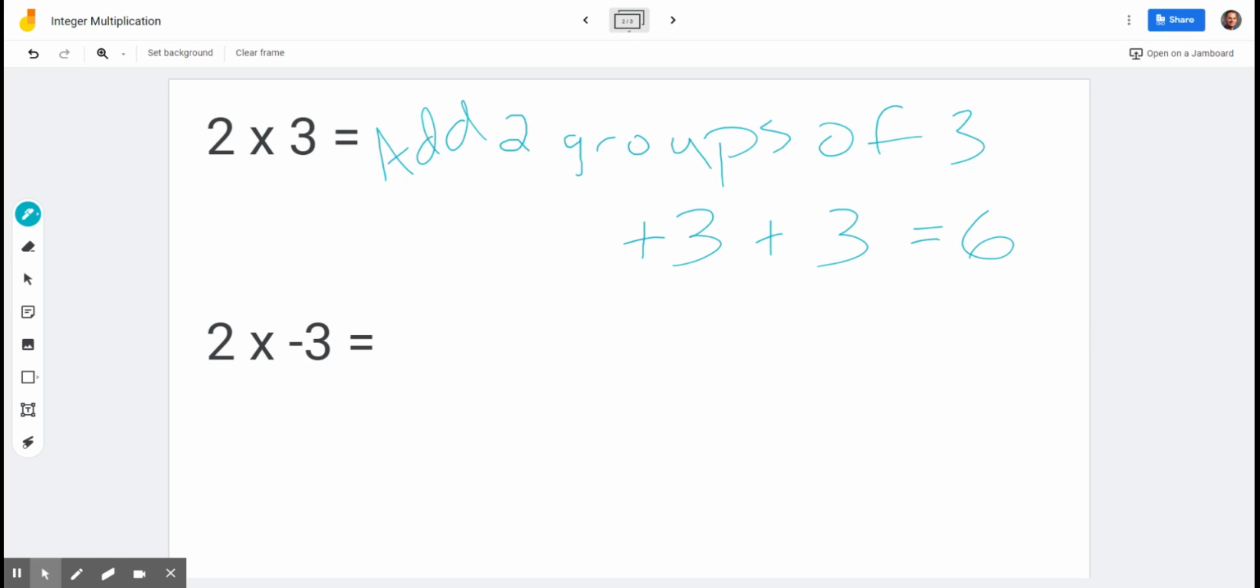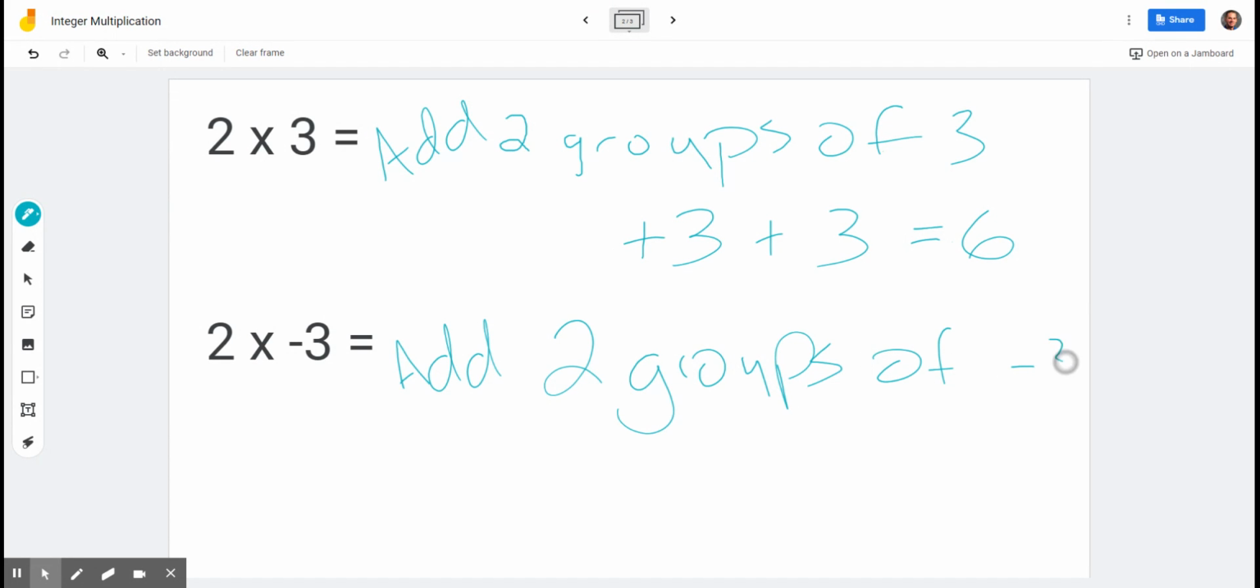Now, when a negative number gets involved, like 2 times negative 3, we're looking at the same thing. We're now going to add two groups of negative 3. So we're going to have a negative 3 and a negative 3, and we have to add those together. So negative 3 plus negative 3 is going to equal negative 6. And we knew with Dude Guy, when we have one positive and one negative, we're going to end up with a negative. So a negative 6 as our answer is correct.